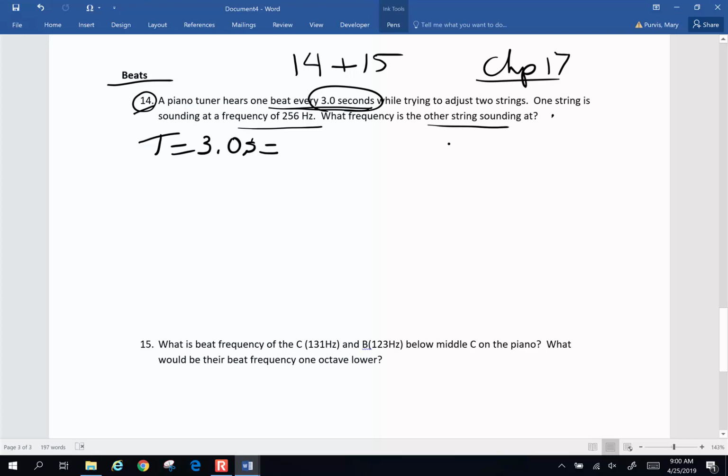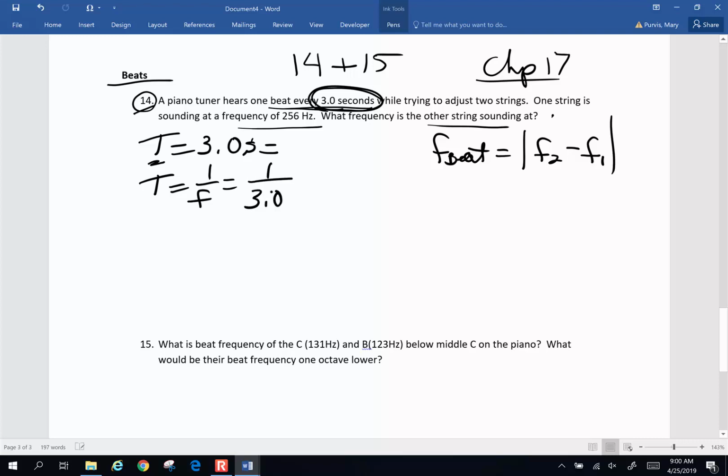Our only equation for beat frequency is the absolute value of the difference between two notes. So if we know this is 3 seconds between the wow wow sounds you get with beats, we have to convert that from a period into a frequency. How do you do that? Well, we all know that period is 1 over frequency. So 1 divided by 3.0 seconds is going to be 0.33 repeating hertz.